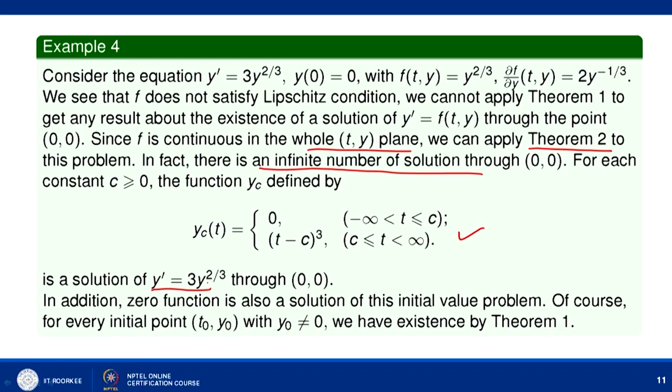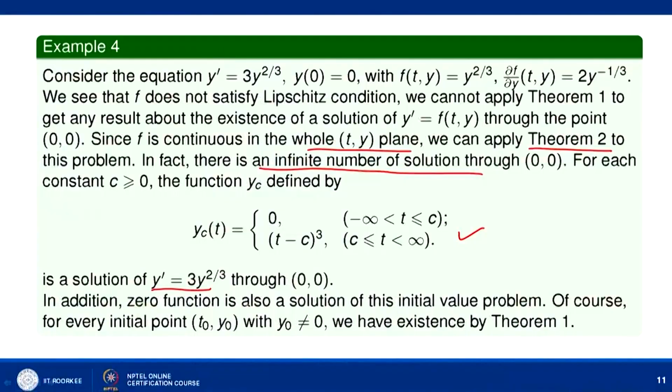In fact, you can define a two-parameter family of solutions of the same problem. So it means that here not only does the solution exist, but the solutions are infinite in number. In addition, the zero function is also a solution of this initial value problem, and of course, for every initial point (t naught, y naught) with y naught not equal to 0, we have existence by Theorem 1.